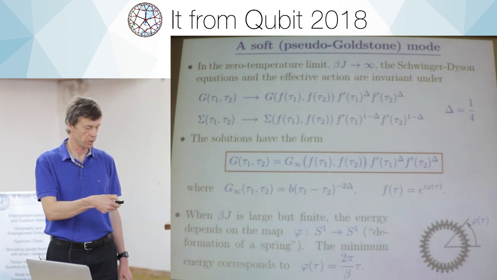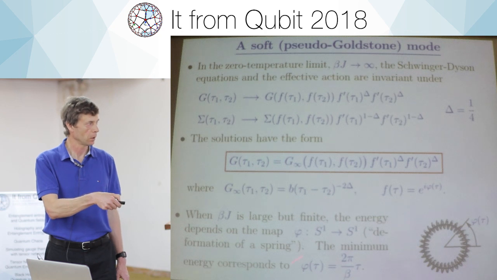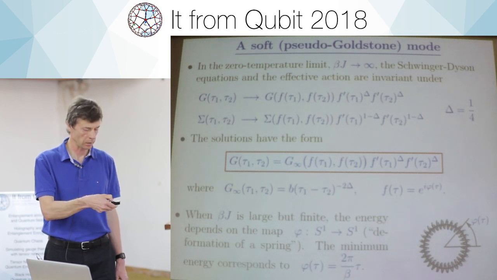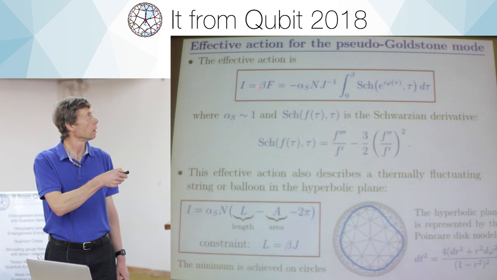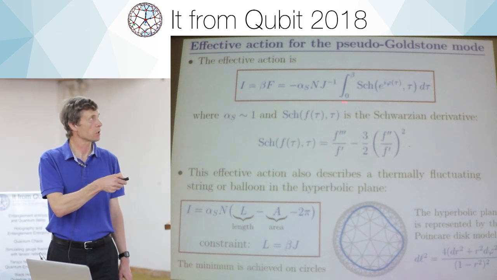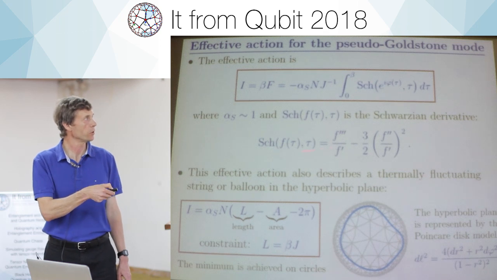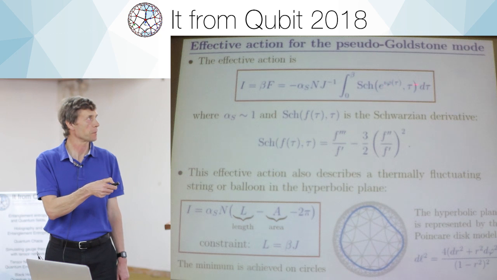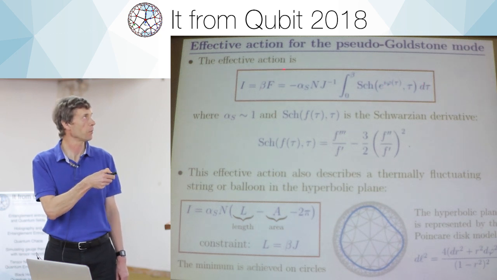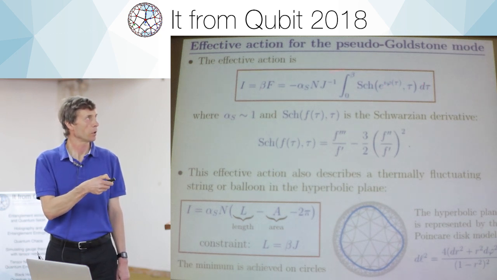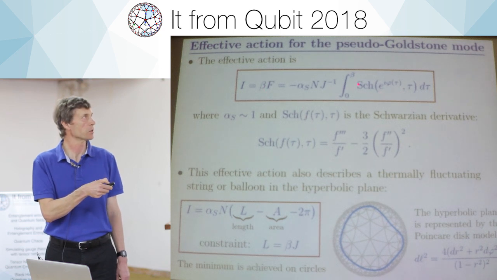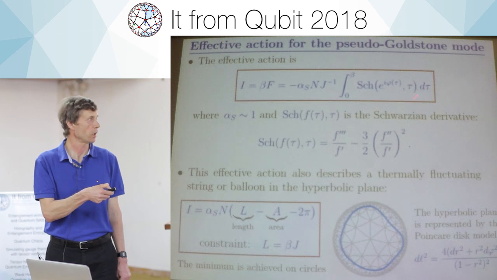The minimum energy is, of course, when the circle is not deformed, when we have phi proportional to tau. But in general, the effective action is given by this formula. And that is the Schwarzian derivative. This is perhaps the nicest feature of the SYK model, that the lower energy degrees of freedom, the soft mode, is described by a very simple model using the Schwarzian action.